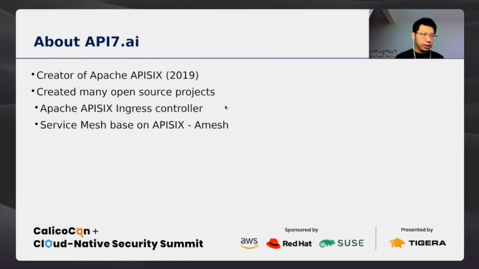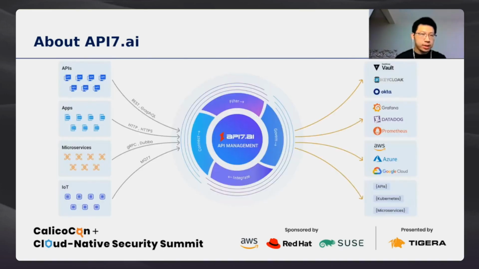First, about my company, API7.ai. The company is the creator of Apache APISIX. Our company created many open source projects, like the APISIX Ingress Controller, which is another ingress controller implementation, and a project named Mesh, a service mesh based on APISIX. APISIX is a dynamic, high-performance, cloud native API gateway.